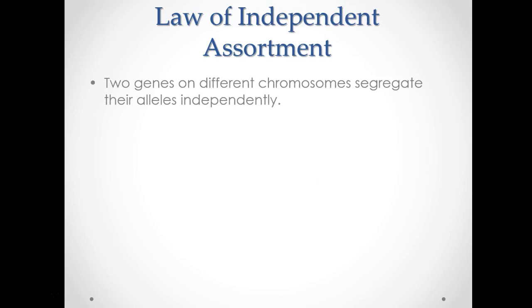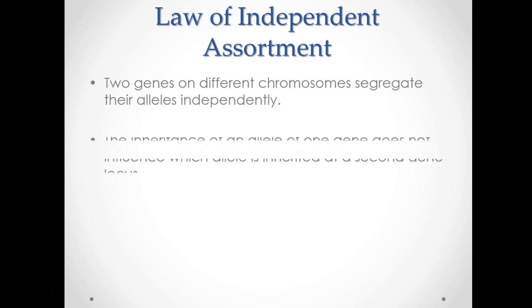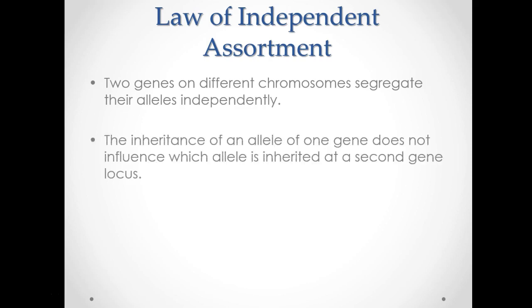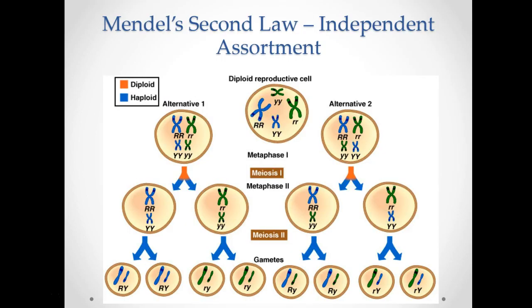But basically what came out of his dihybrid cross work was the fact that we have something called the law of independent assortment. And what it says is that 2 genes on different chromosomes will segregate their alleles independently. So what this means is the inheritance of an allele of one gene has no influence on the inheritance of a second gene. So you could be tall and have purple flowers, or you could be tall and have white flowers, or you could be short and have purple flowers. So traits don't follow each other. That's basically what Mendel was saying, is that traits can be inherited separately, and that's the law of independent assortment.